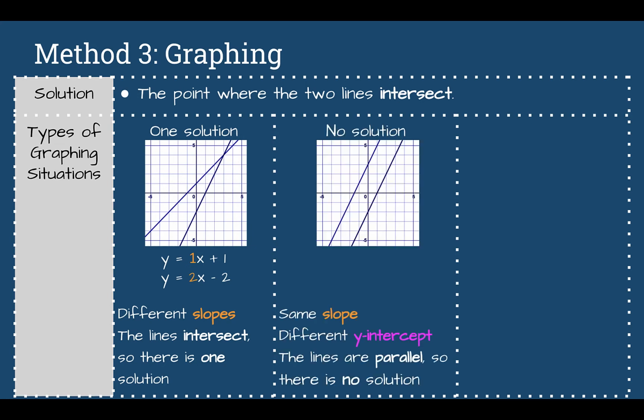The second type is no solution. These are our parallel lines. So if you think back to our first lesson of this chapter, parallel lines have the same slope but different y-intercepts. There is no solution. They never intersect. We can see here, looking at our equations, they both have a slope of 2, and they have different y-intercepts, 3 and -2.